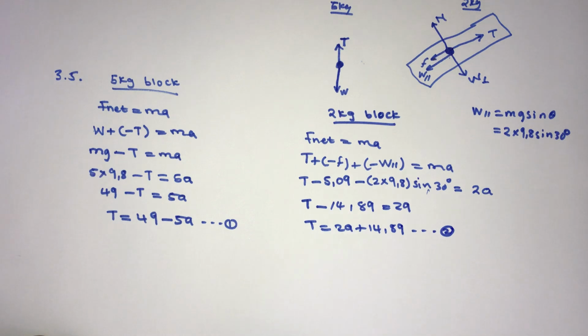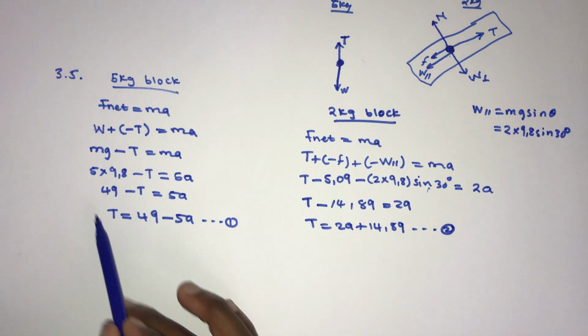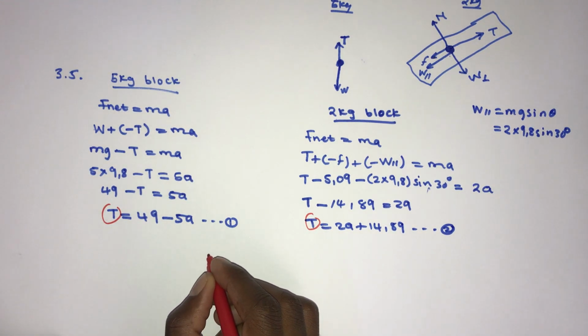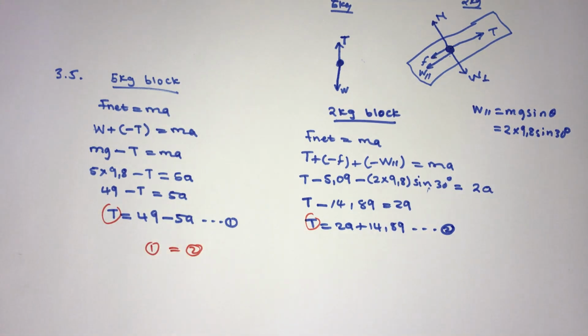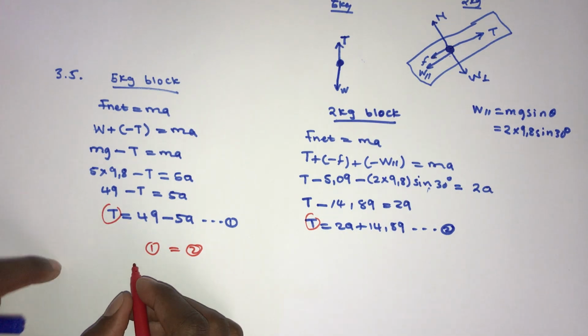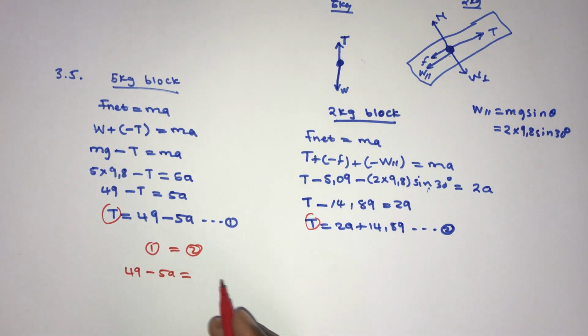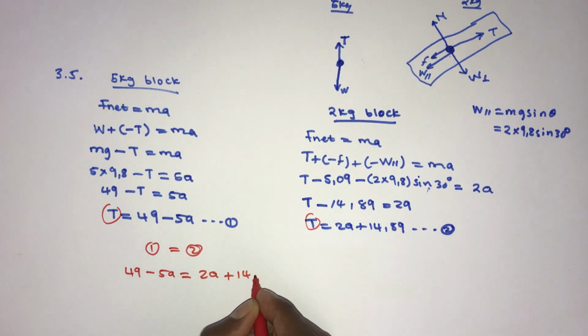Now, before we move, this is simultaneous. Let's check this side. Equation 1 is equal to T. This equation is equal to T. This one means that equation 1 is equal to equation 2. So now, what is equation 1? Equation 1 is 49 minus 5a is equals to equation 2, 2a plus 14.89.